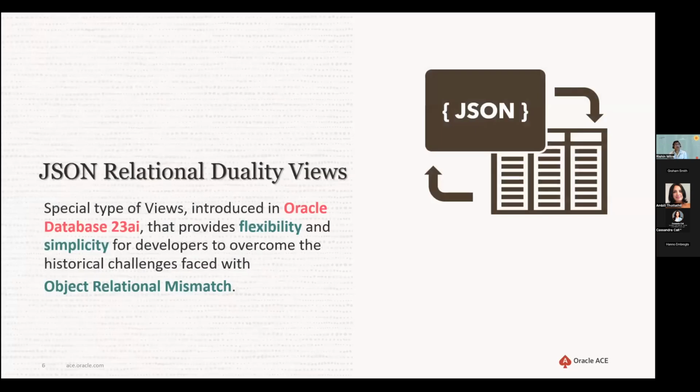So what are JSON Relational Duality Views? JSON Relational Duality Views are a special kind of view that has been introduced in Oracle Database 23 AI, which provides the necessary flexibility and simplicity to developers to overcome the historical challenges faced with object relational mismatch. What is object relational mismatch?